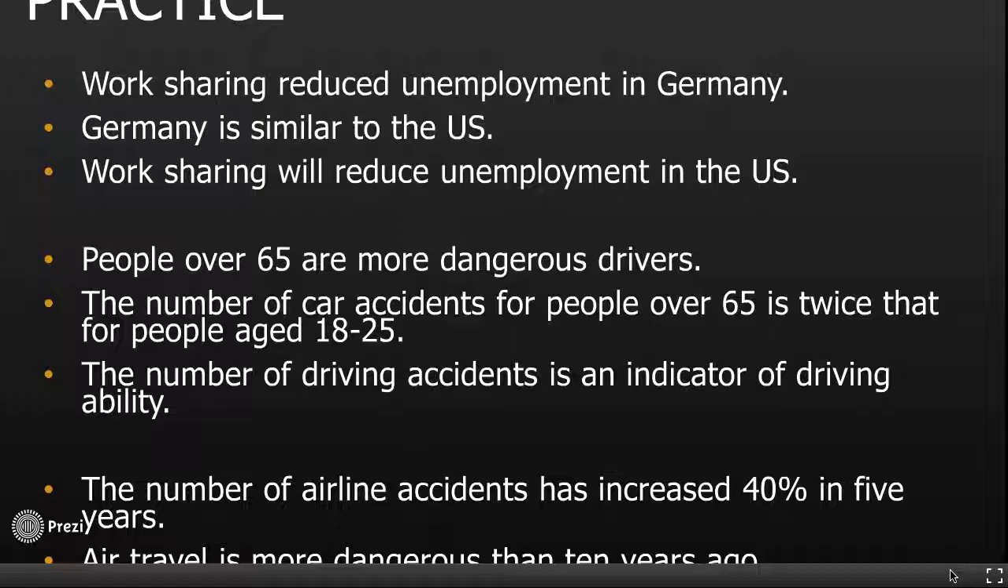For the second set that we have here, which one would be the claim? You want to try again? People over 65 are more dangerous drivers. Okay, so people over 65 are more dangerous drivers. Our evidence that would lead us to believe this, Nicole? The second bullet. Number of car accidents for people over 65 is twice that for people who are 18 to 25. So that's why I would be saying that they would be more dangerous. My warrant, what would link those two, is that the number of driving accidents is an indicator of driving ability. So if you are in more accidents, that would make us think that you have lesser driving ability.